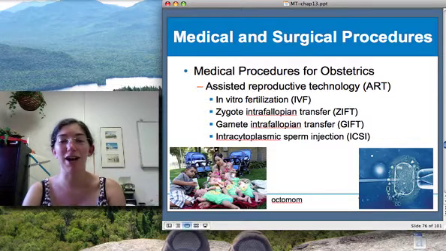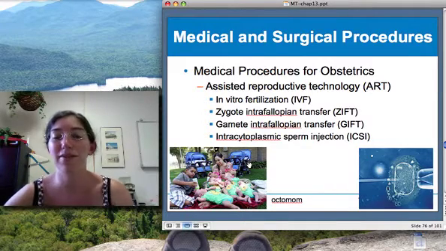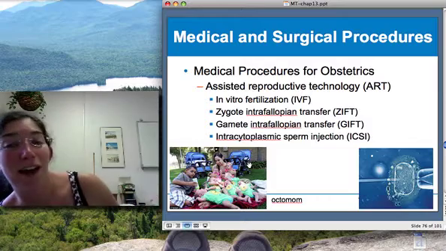This is my picture here of Octomom, who had 8 babies using in vitro fertilization. I think, if I remember correctly, she had 6 eggs implanted and 2 of them split. I think that's what it was, but don't quote me on that.